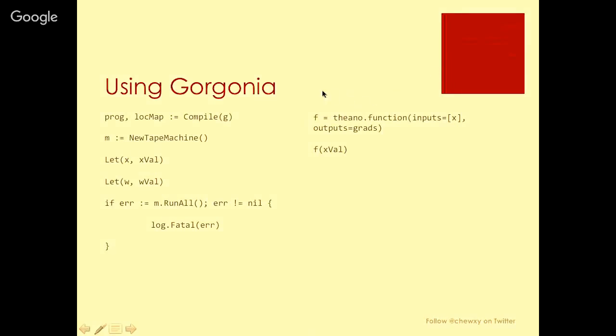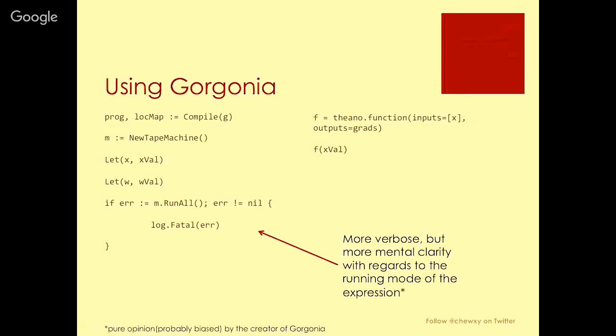And of course, I have to compare this with Theano. In Theano, it's just these small functions, but in Gorgonia, it's actually kind of longer and more verbose. But call it a biased opinion. I think that the more verbose version allows you more mental clarity of how the thing is actually run. Plus, you get to debug the program.